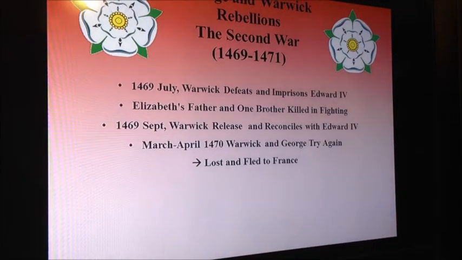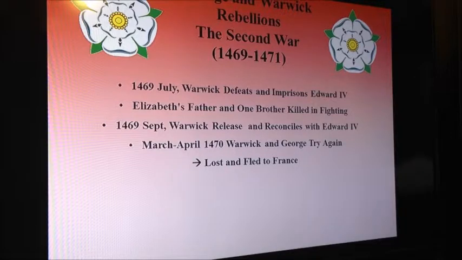So in July, Warwick defeats and imprisons Edward IV. Elizabeth Woodville's father and one of her many brothers are killed in the fighting, so she's very unhappy with this. In September of the same year, Warwick and George release Edward because they weren't able to come to an agreement with Parliament to make George king, and Edward decides to forgive them. He loves his cousin and he loves his brother.